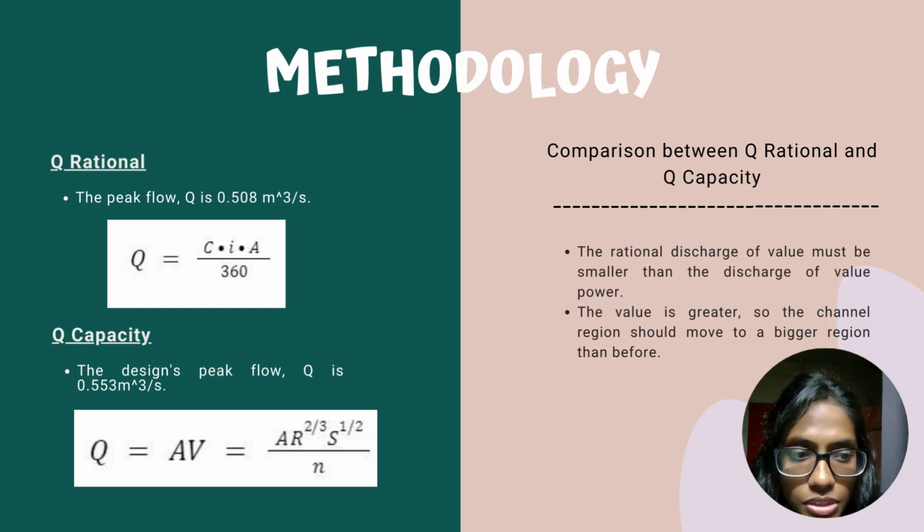And the rational discharge value must be smaller than the discharge capacity value. So if the discharge value is lower, the region for the constructed drain is acceptable. In this case, the value is greater, so the channel region should be changed to a bigger region than before, until the rational discharge is lower than the discharge capacity value.